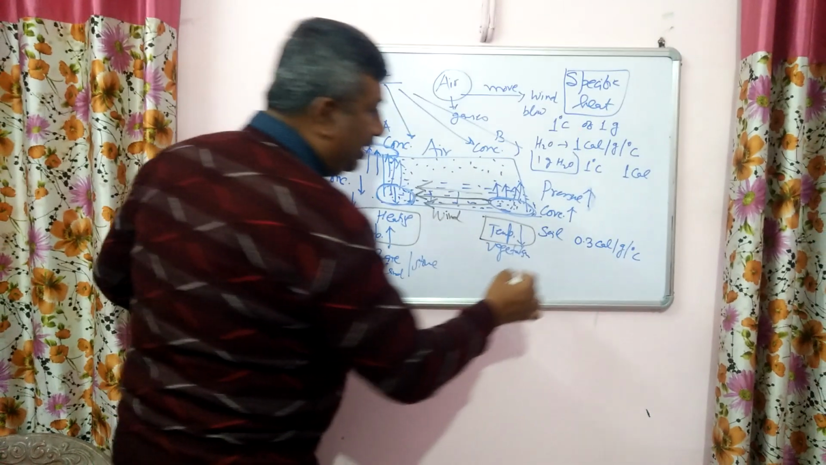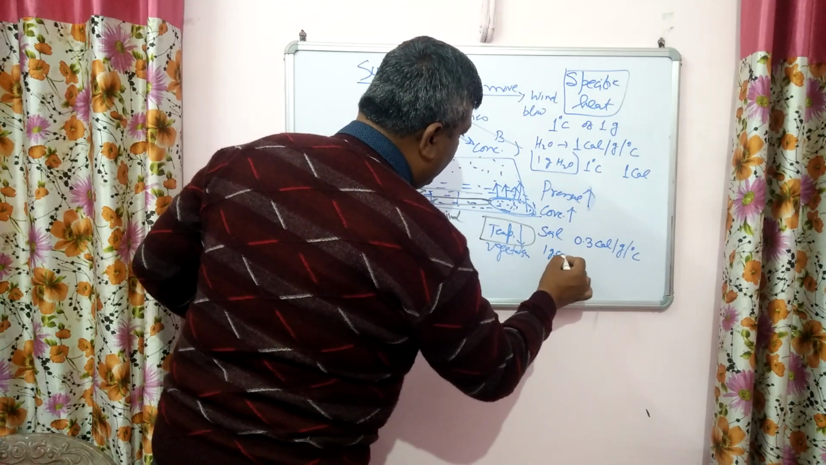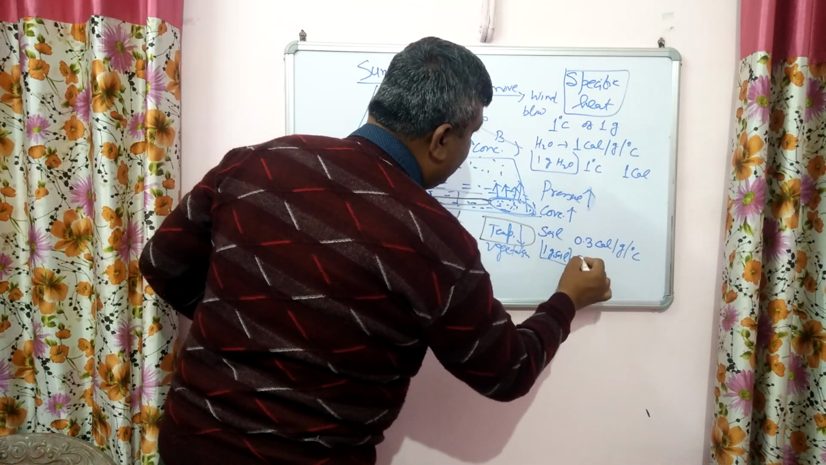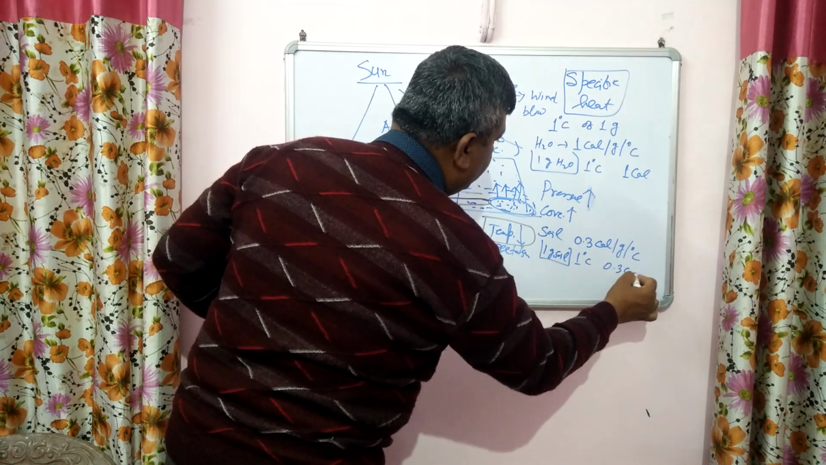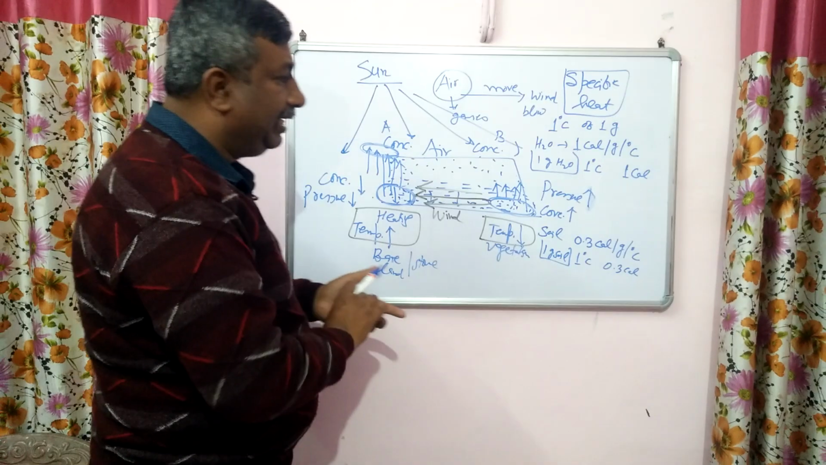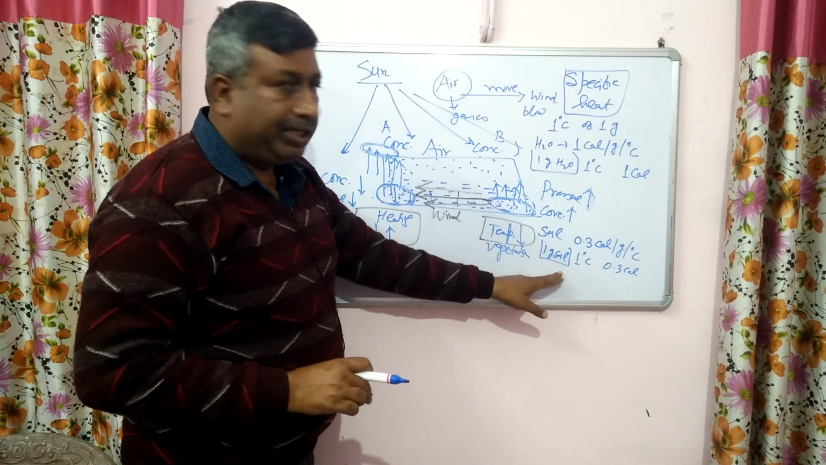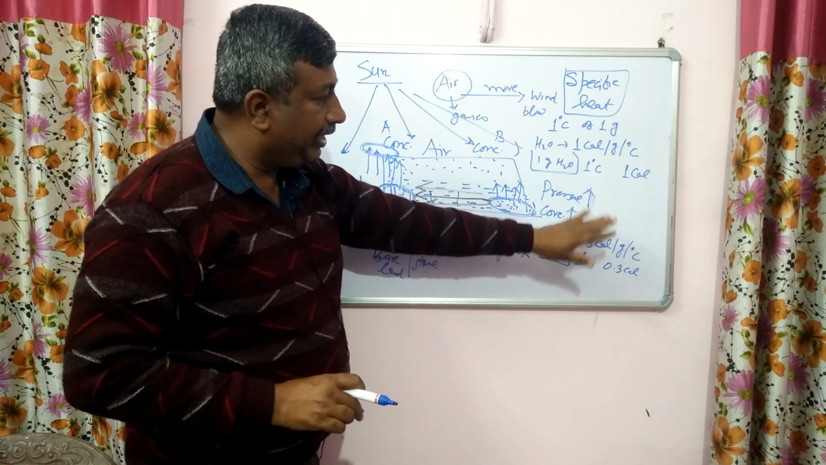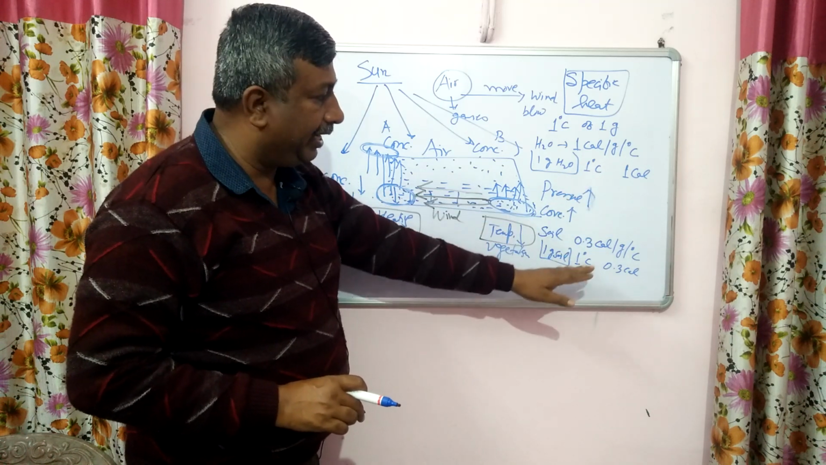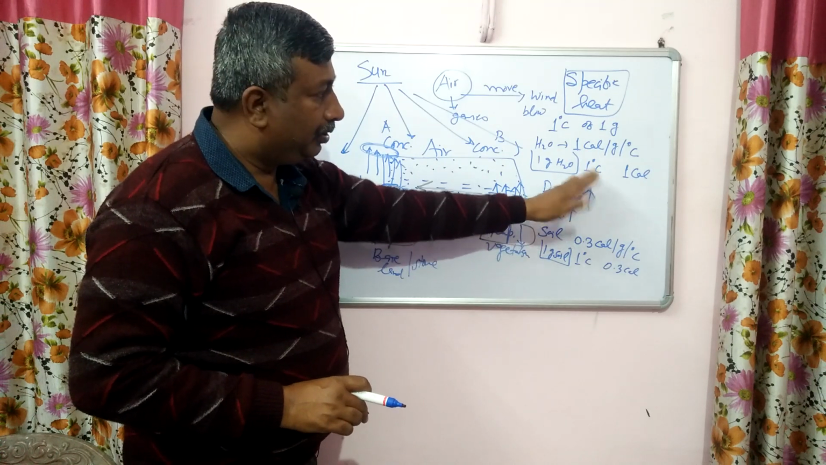It means if we have 1 gram soil and we want to increase the temperature 1 degree centigrade, then 0.3 calorie is required. Means less calorie, less heat is required to increase the temperature as compared to water. So this is the difference in specific heat in soil and water. So this is very important.